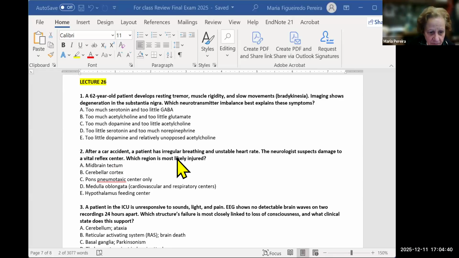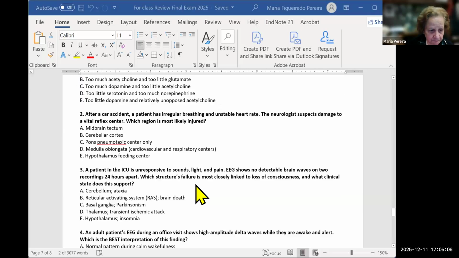After a car accident, a patient has irregular breathing and unstable heart rate. So you know there must be a problem with the medulla. The neurologist suspects damage to a vital reflex center. Which region is most likely? D, the medulla, right? That's where the cardiovascular and respiratory centers are located.